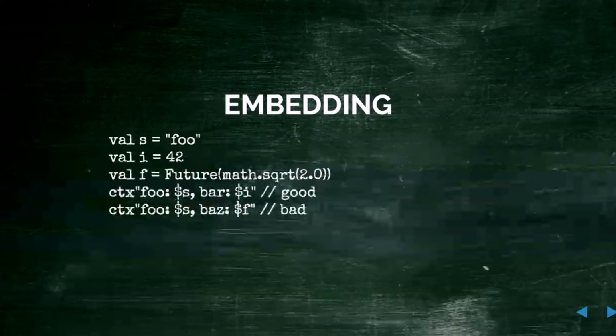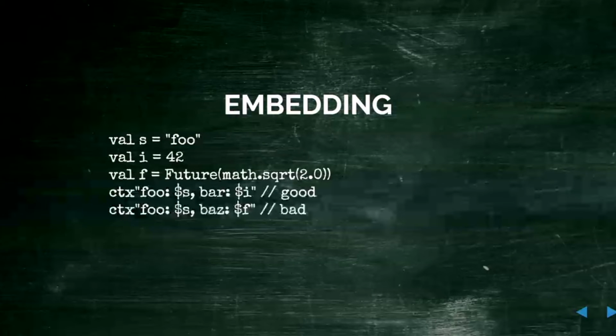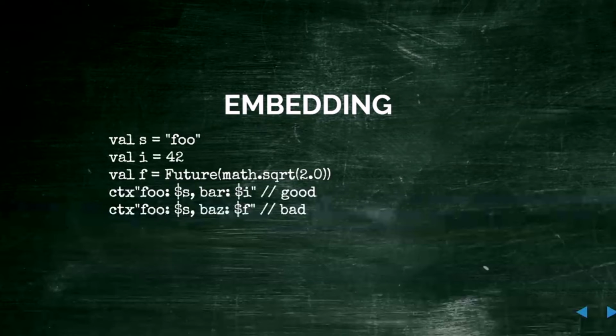So I'll talk a bit about embedding. I'm going to use this word to mean embedding a particular type in a string, an interpolated string. So say we've got our CTX. This is going to be our new string interpolator. We can put an S in there, foo. That makes sense. We can substitute a string. We can substitute an int, I. We want that to work.